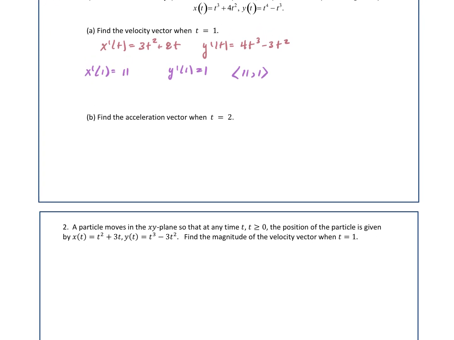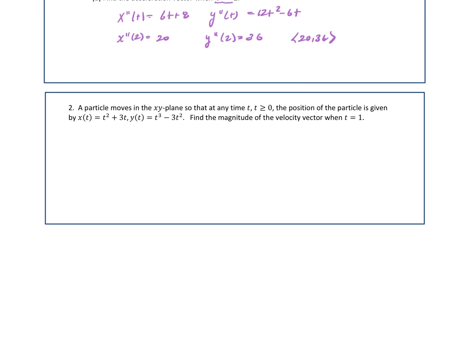Acceleration vector would be the next derivative, so it's going to be x double prime of t, which is going to be 6t plus 8. And then y double prime of t, which is going to be 12t squared minus 6t. And then we're going to again plug it in at, in this case, 2. So x double prime of 2, which is going to be 20. And then y double prime of 2 is going to be 36. So we get 20, 36.